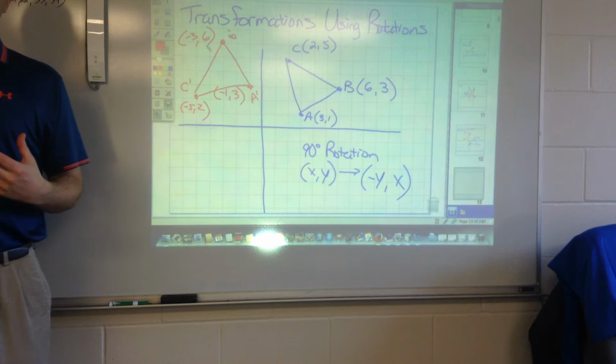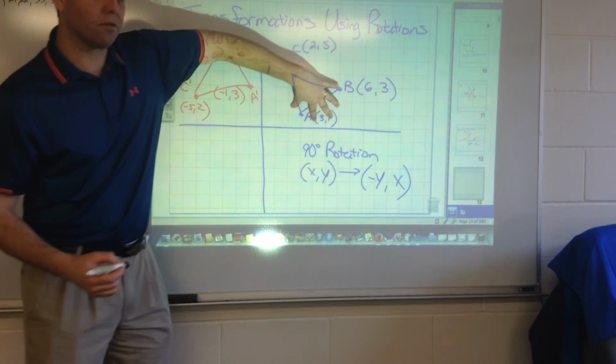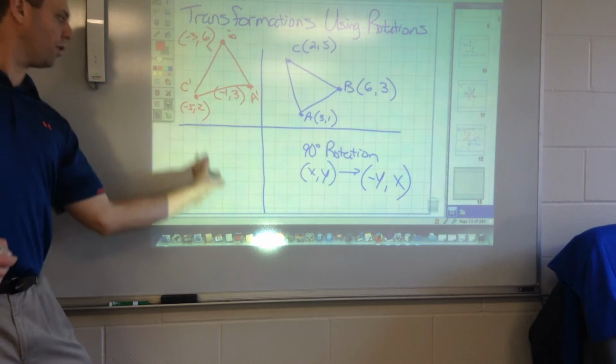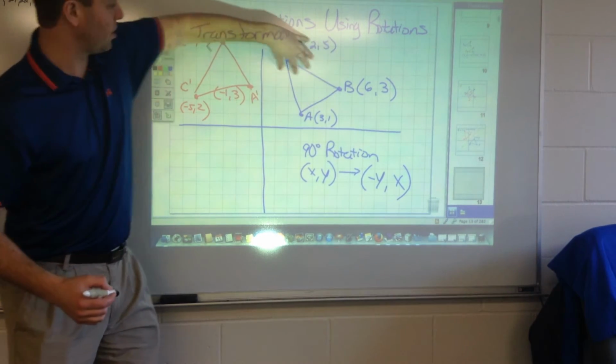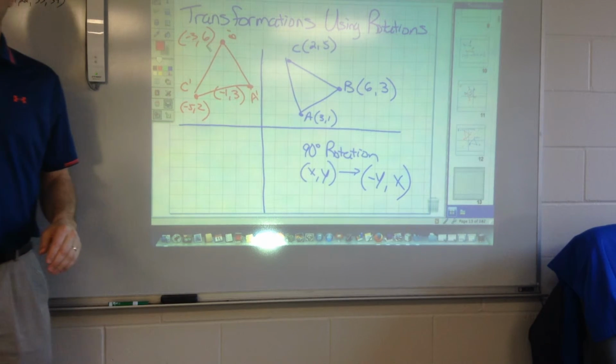180 and 270 are going to be very similar. You just keep going. So a 180-degree rotation is going to end up in what quadrant? The third one. The third quadrant. A 270-degree rotation will end up down here in the fourth quadrant. You just keep turning your head.